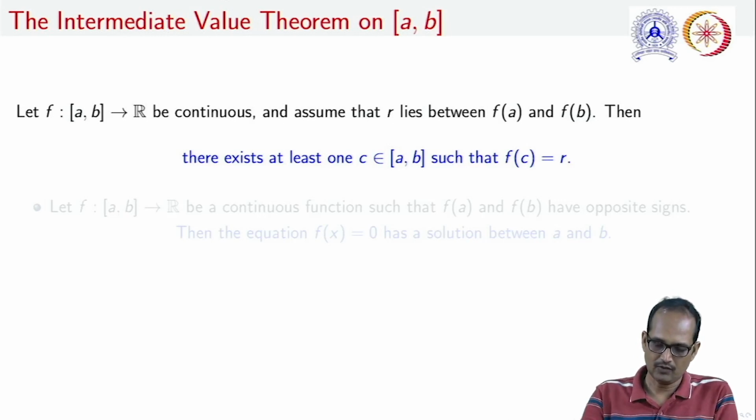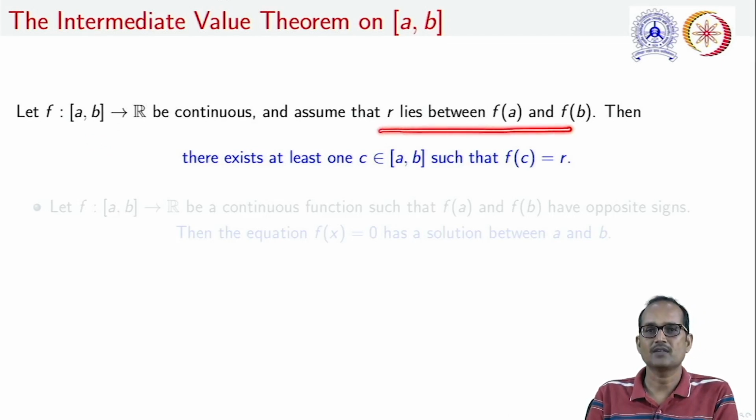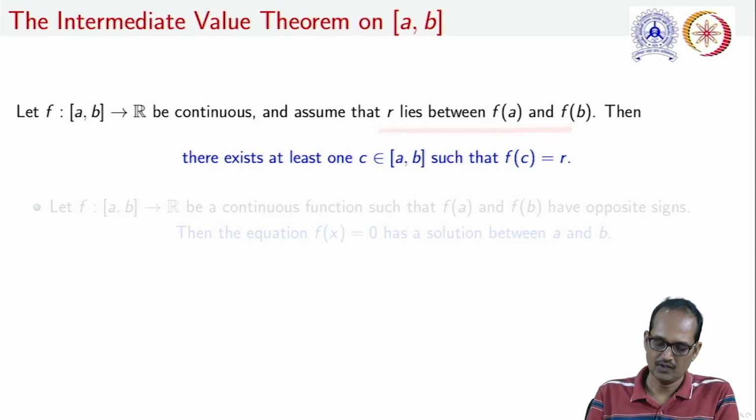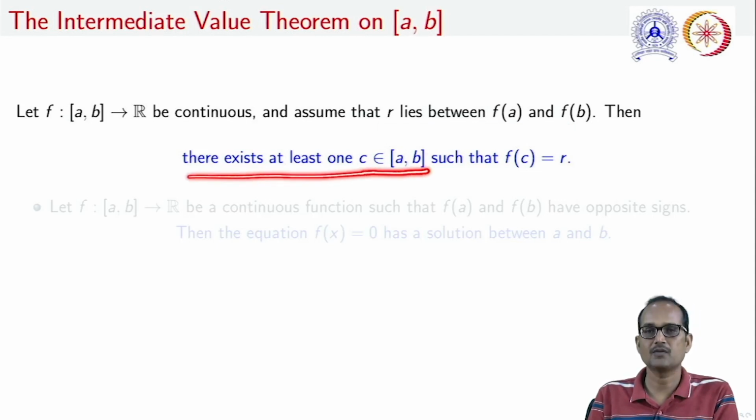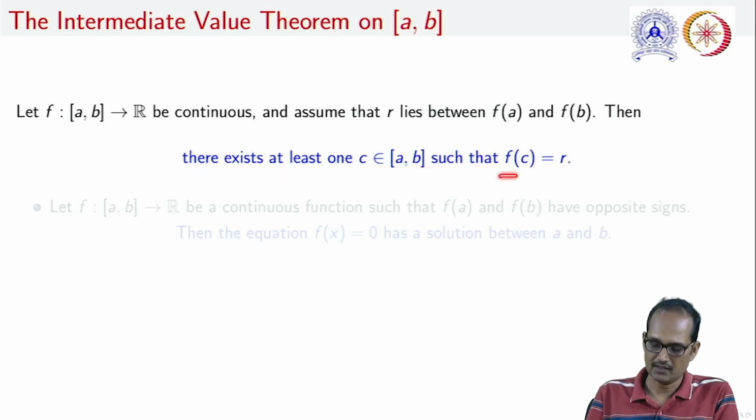The statement of this theorem is here that if a function f from this closed interval AB to R is continuous, and if we are assuming that r lies between f of a and f of b, then there exists at least one c in this closed interval AB such that f of c is equal to r. Let us see the statement through a graph.